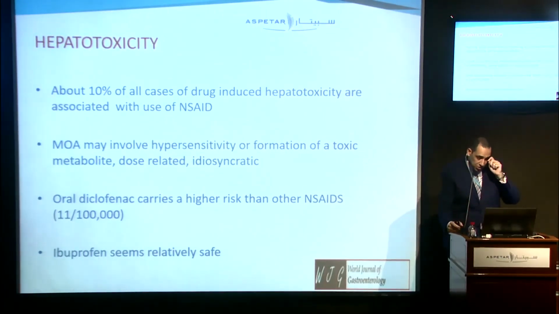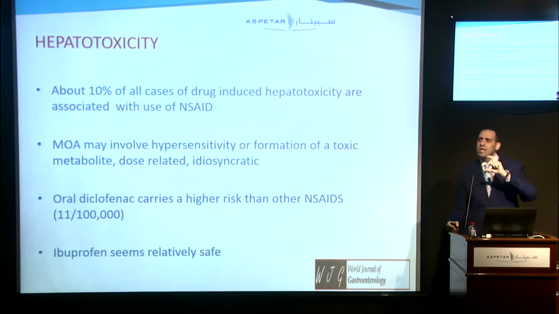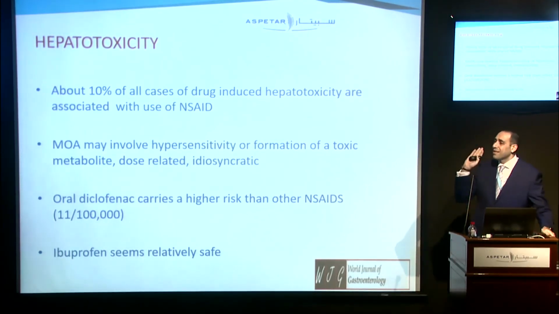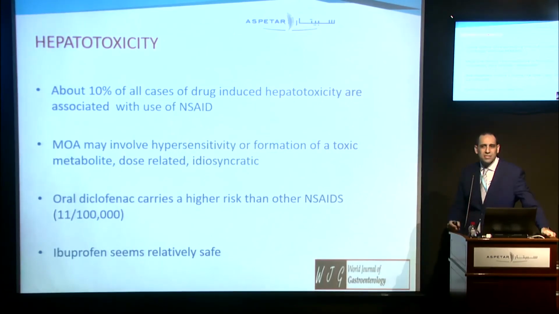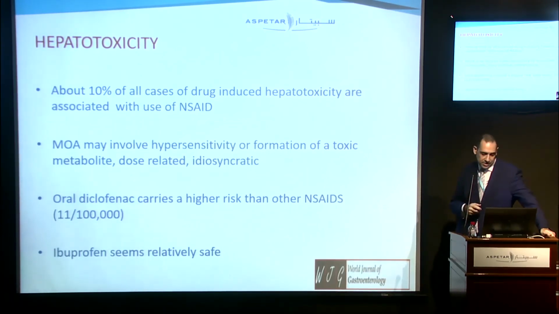The fourth side effect associated with the use of NSAID is hepatotoxicity. According to the World Journal of Gastroenterology, about 10% of all cases of drug-induced hepatotoxicity are associated with the use of NSAIDs. Knowing that the use of NSAID is only associated with mild elevation of the aminotransferases, not major. These are the liver enzymes. And so far, the chance to develop a hepatotoxicity with NSAID is not common. And the incidence to develop a hepatotoxicity with NSAID is 100 times less than the risk to cause cardiovascular side effects or GI side effects.